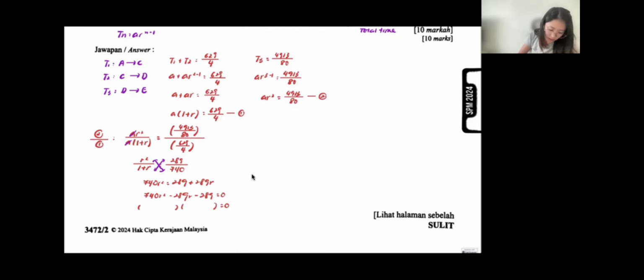So the first answer you will be getting, hold on. Polynomial degree 2: 740, negative 289, negative 289 for C as well. The first answer you get is 17 over 20. The next one is negative 17 over 37. Guys, you have to work it backwards, back to the bracket. You must write your answer in the bracket.